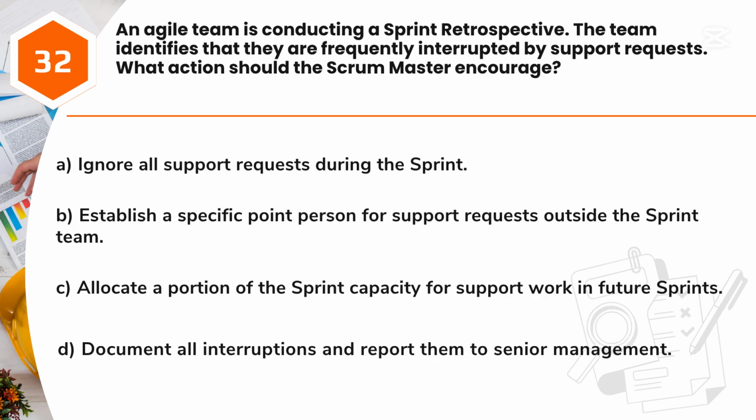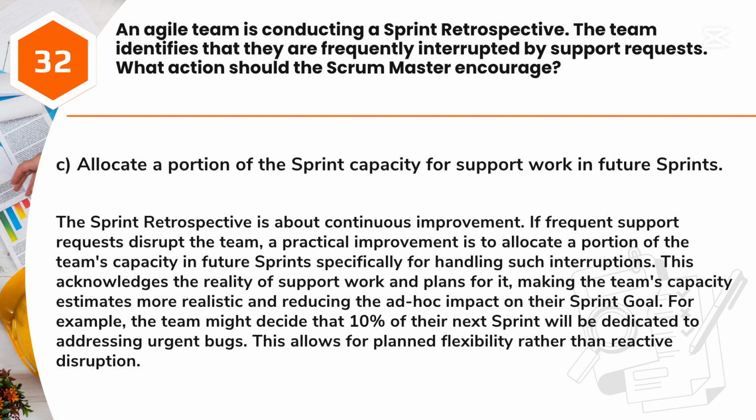Question 32. An Agile team is conducting a sprint retrospective. The team identifies that they are frequently interrupted by support requests. What action should the Scrum Master encourage? A. Ignore all support requests during the sprint. B. Establish a specific point person for support requests outside the sprint team. C. Allocate a portion of the sprint capacity for support work in future sprints. D. Document all interruptions and report them to senior management.